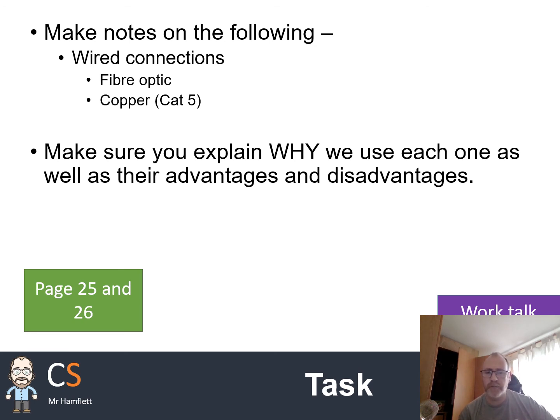Explain what we mean by fiber optic and copper Cat5 cables. Do explain the difference between them, why we use one above the other, and their advantages and disadvantages. So, for example, fiber optic, although it's faster and goes over long distances, is much more expensive than copper. Copper is much cheaper.